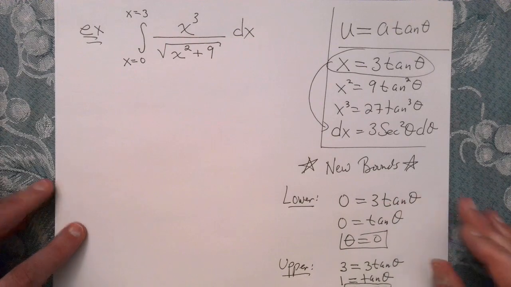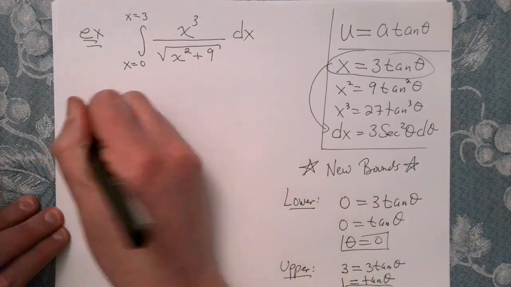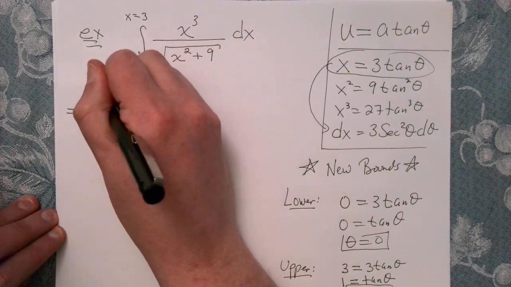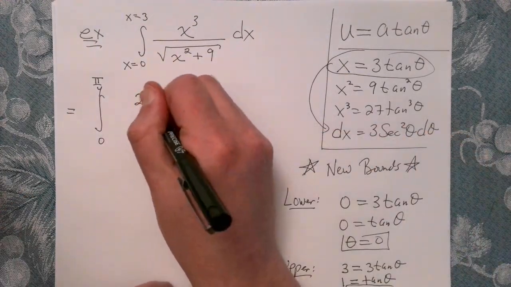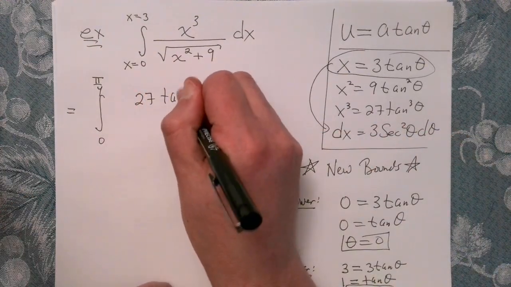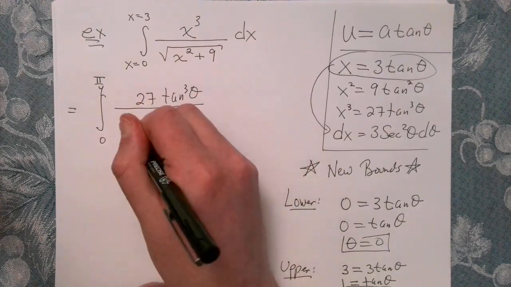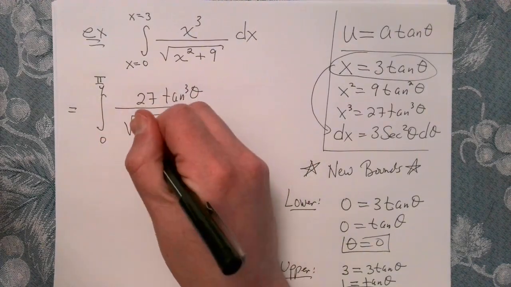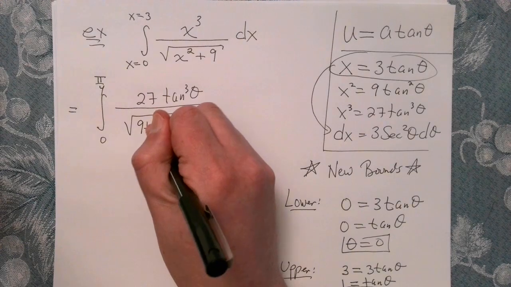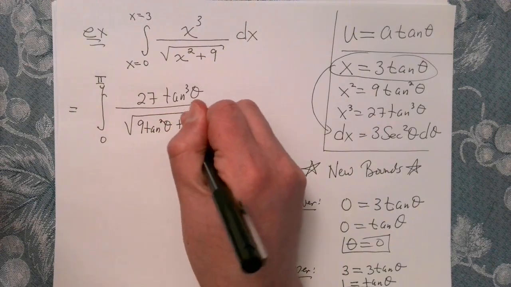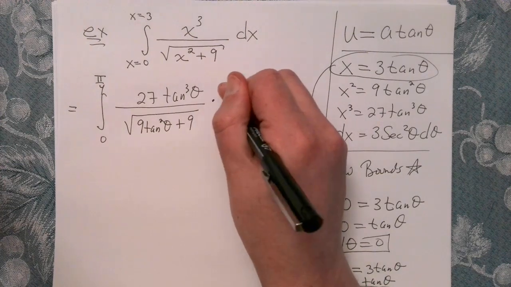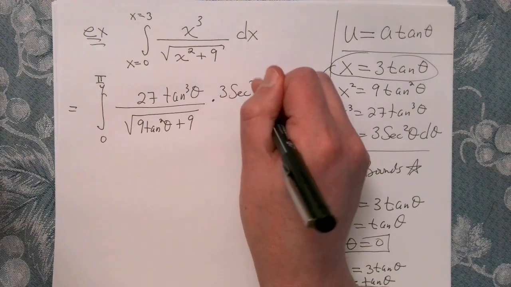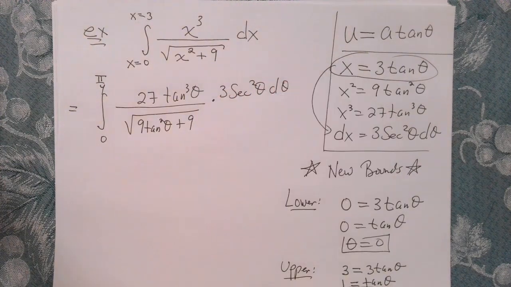Okay, so let's rewrite that. I'm going to bring that down a bit. So it looks like we're integrating from 0 to pi over 4. We need x cubed, so x cubed over, down in the radical is x squared plus 9, and then dx is 3 secant squared of theta d theta. Don't forget that. Students often forget to replace this. It's important.